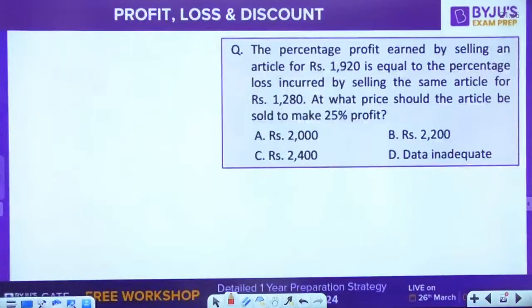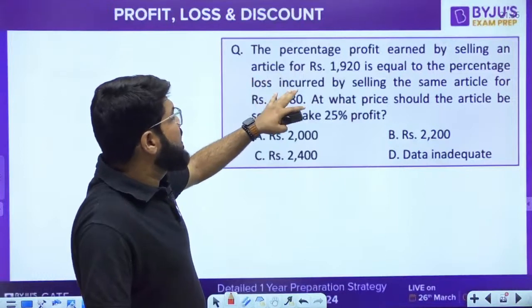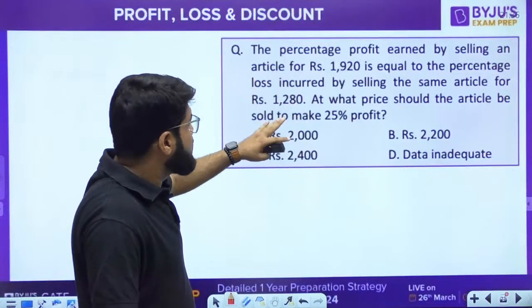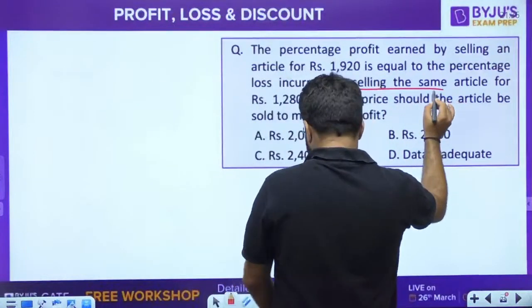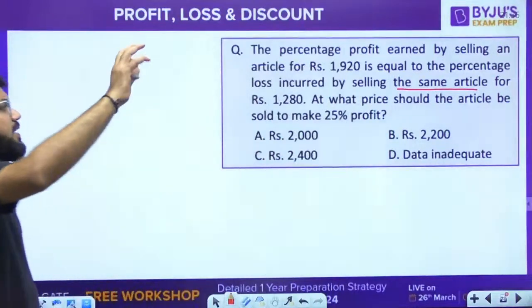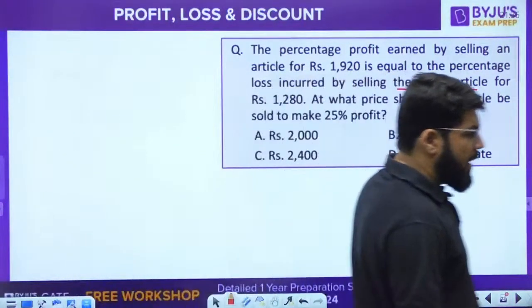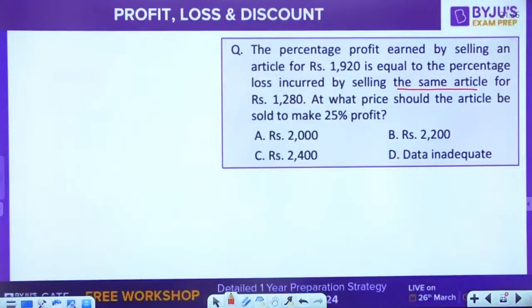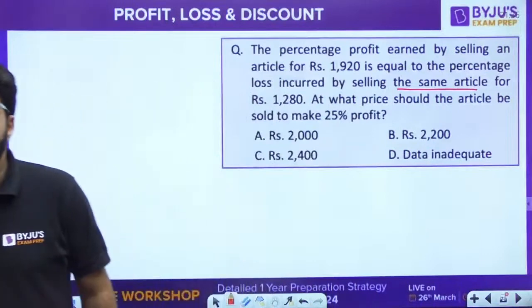Moving to the next question. The percentage profit earned by selling an article for rupees 1920 is equal to the percentage loss incurred by selling the same article for rupees 1280. At what price should the article be sold to make 25% profit?